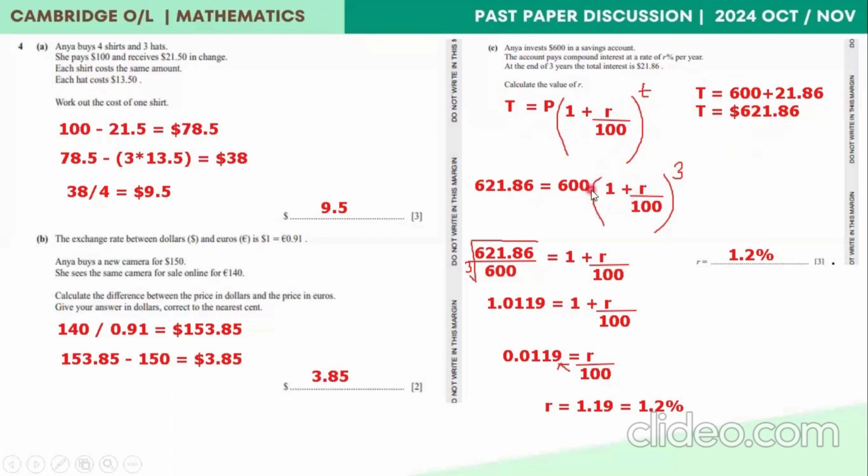Now we have to solve this equation. So 600 went down and this cube came to the left, so we take the cube root. After that, this value was 1.0119 equal to 1 plus R over 100. Then we moved the 1 to the left, so it became subtraction. That gave us 0.0119 equal to R over 100. So now to find R, we just multiply, R equals 1.19. So if we round it off, R is equal to 1.2%. So let's move on to the next question.